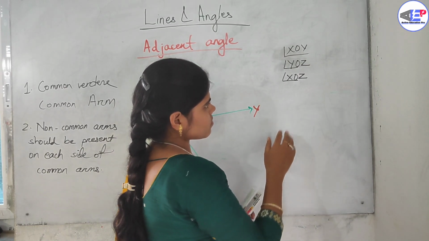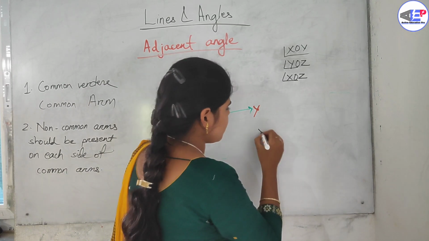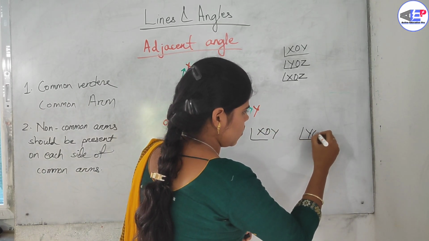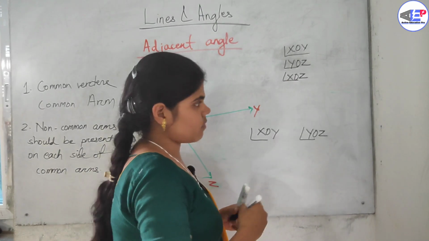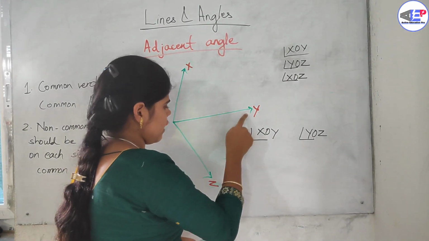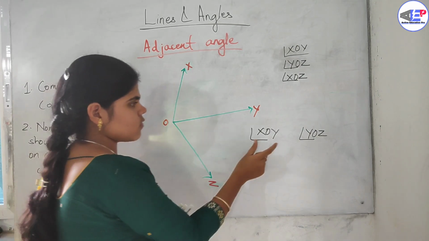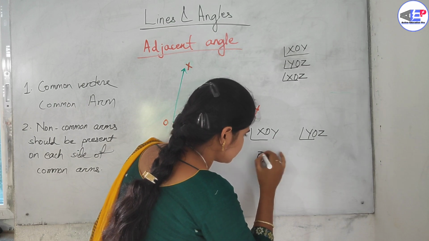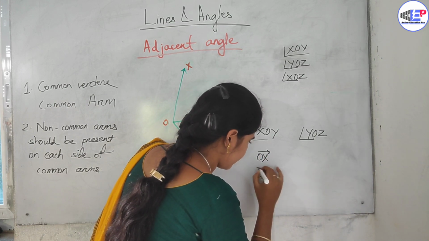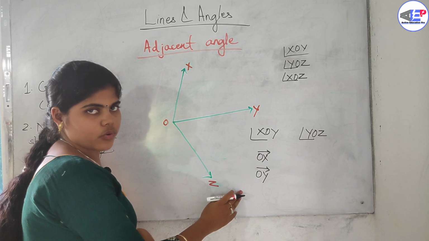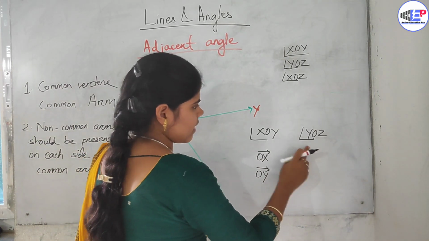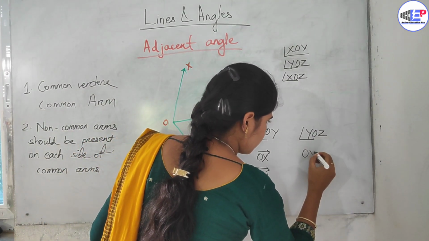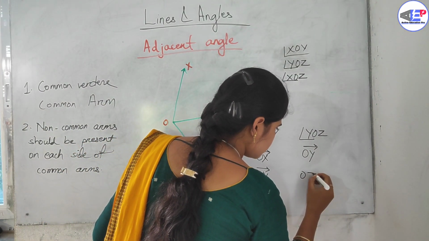So first, compare the XOY angle and the YOZ angle. First compare these two angles, XOY and YOZ. To make this angle XOY, we need the OX ray and the OY ray. To make this angle YOZ, we need the OY ray and the OZ ray.